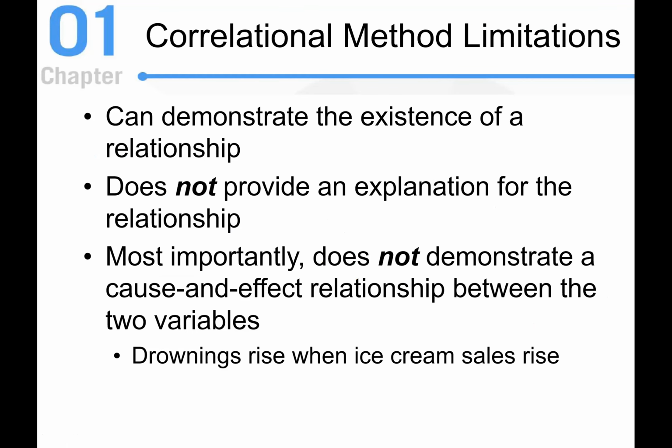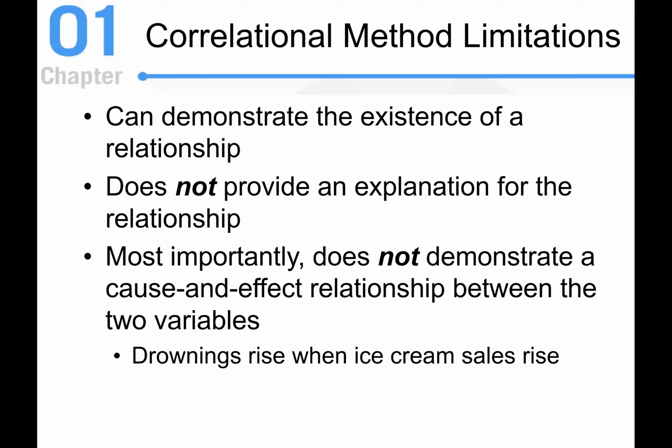All right. There are some limitations to the correlational method. The most important one is that correlation doesn't provide an explanation for the relationship. Correlation does not imply causation. This is one of the more important things that you need to understand. We can't get a cause and effect using the correlational method. We don't know what caused what.